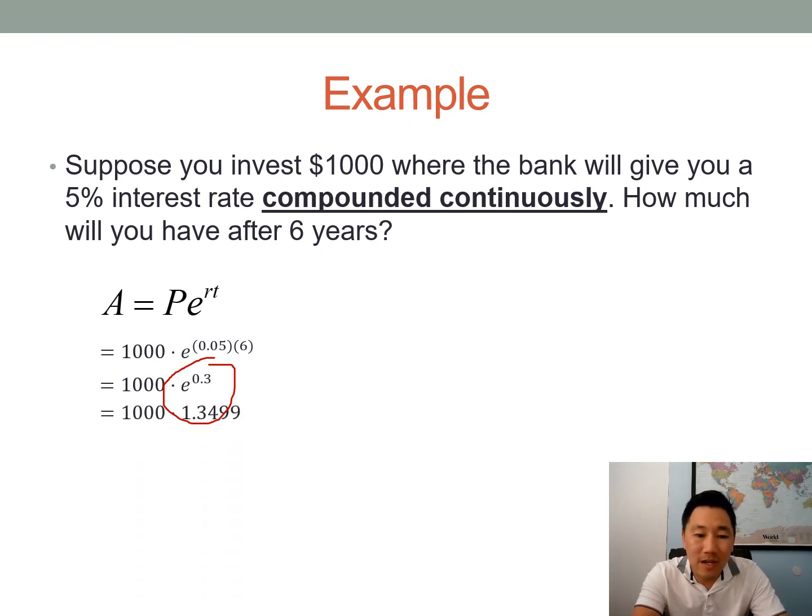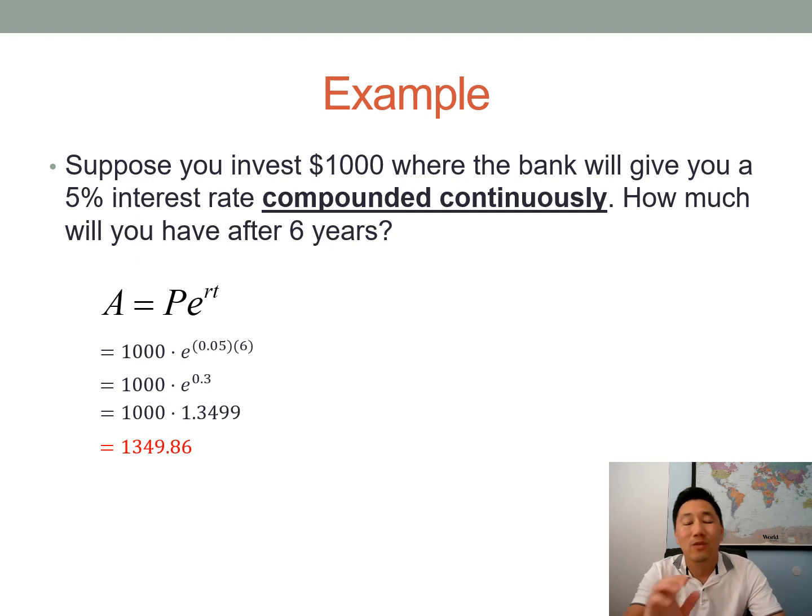But if you do it correctly, you should get approximately 1.3499. And then the very last thing you're going to do is multiply it by that 1,000. And you actually end up with $1,349.86. So you use this formula if I asked you to compound continuously. You would use the old formula if you were asked to compound it annually. All right, that's all we got. Go ahead and try the homework.